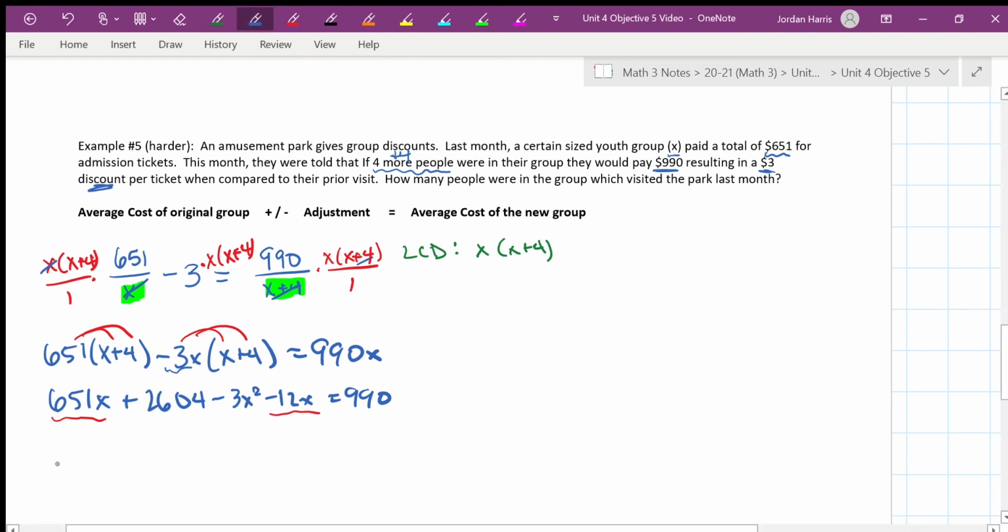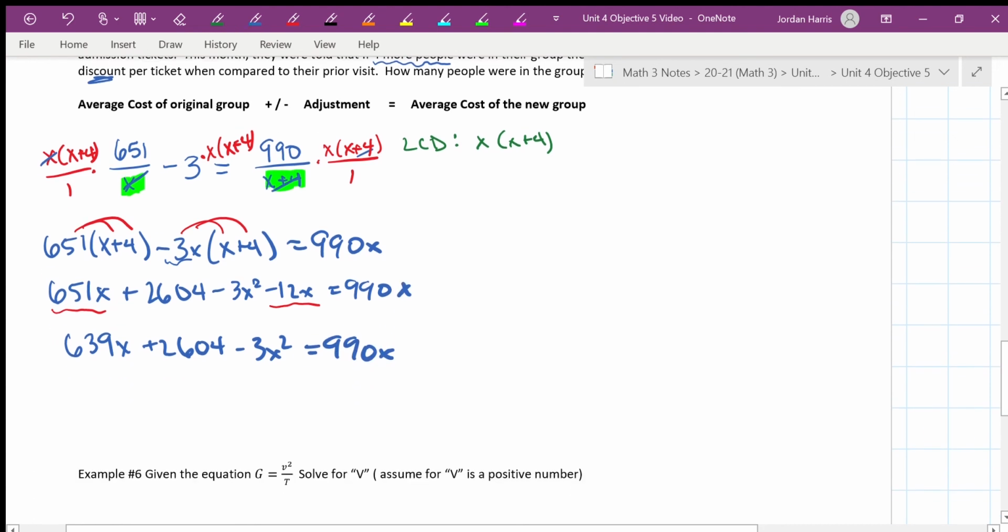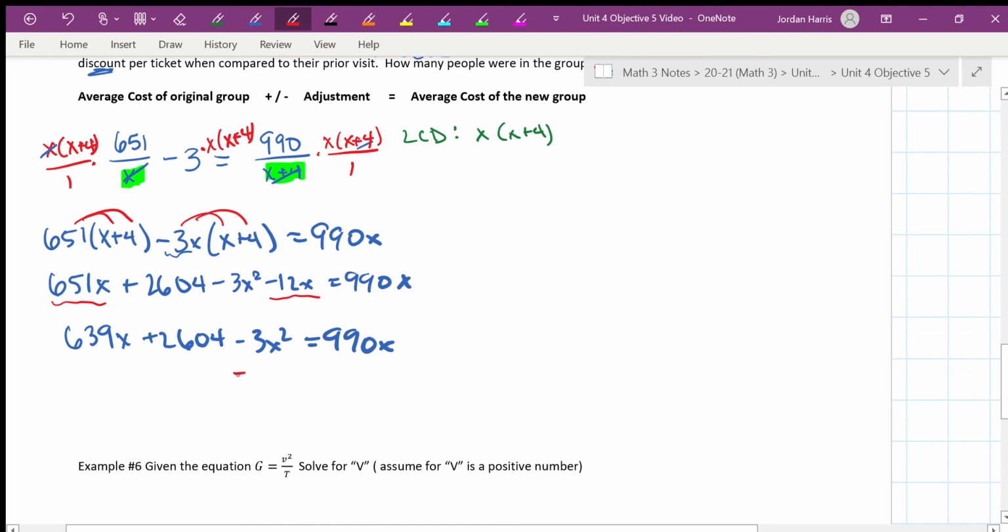So I get, what is that? 639, I believe. 639x plus 2604 minus 3x squared equals 990x. Oops, forgot the x in that last one. All right, so I need to add 3x squared. I need to subtract 639x. And I need to subtract 2,604.